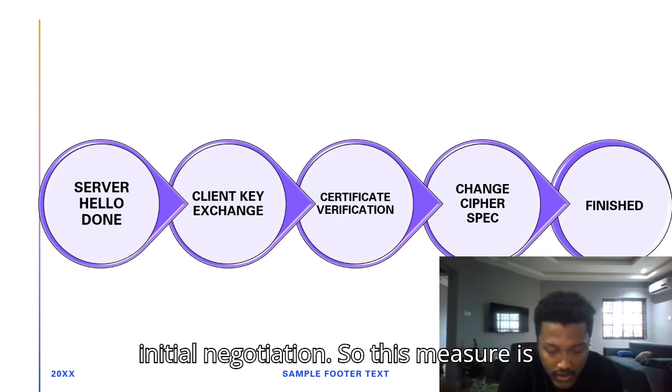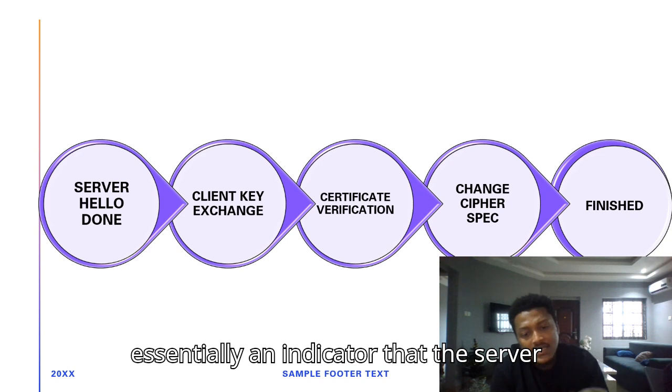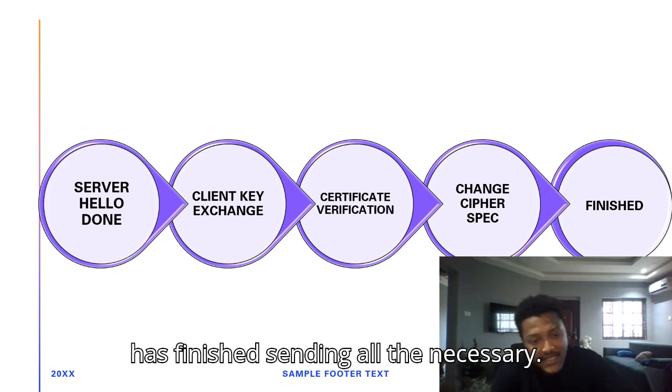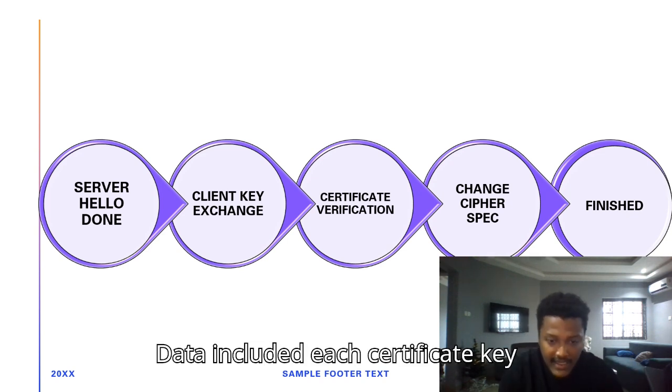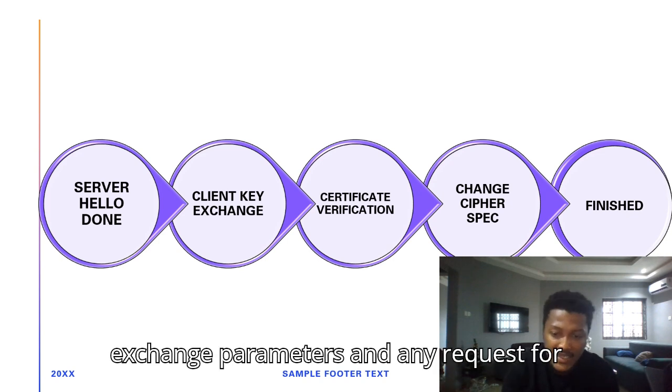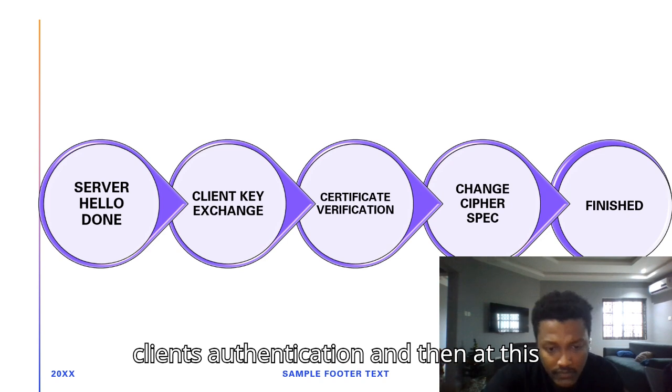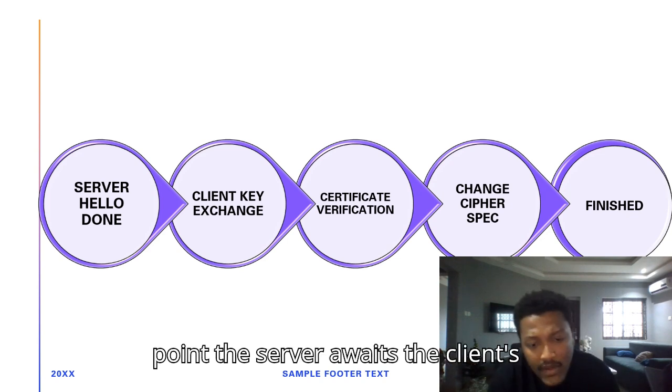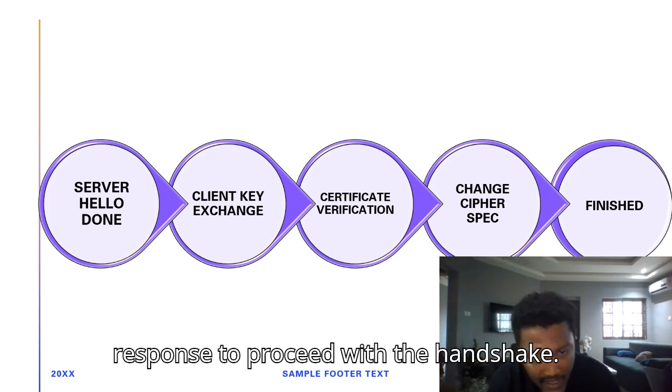So next we will have the server hello done, which is the end of the server part in the initial negotiation. This message is essentially an indicator that the server has finished sending all the necessary data, including its certificate, key exchange parameters, and any request for client authentication. And then at this point, the server awaits the client's response to proceed with the handshake.